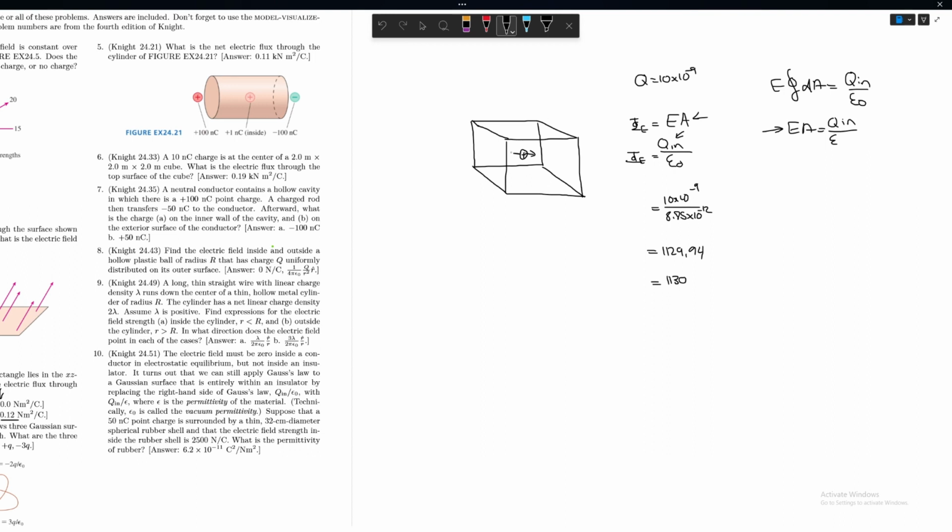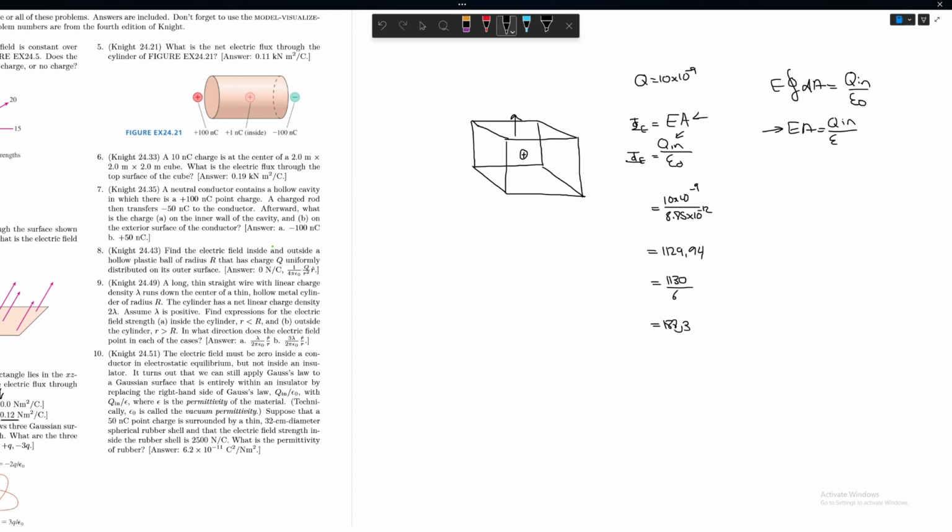So this way, this way, this way. When you add them all up, there's 1,130 of them. And what I want is only through the top face. Well, I have 6 faces here, right? So if I divide this by 6 faces, I'll know how many flux lines go through each face. That would be divided by 6.